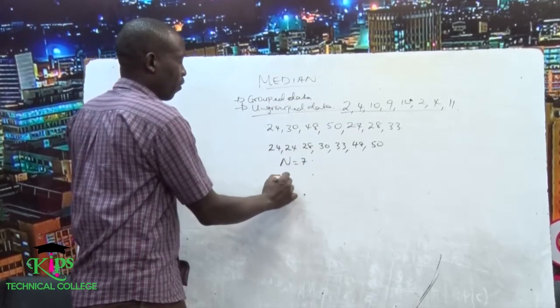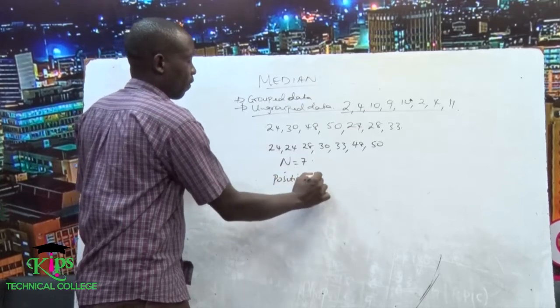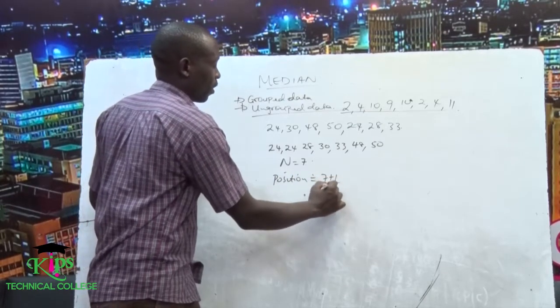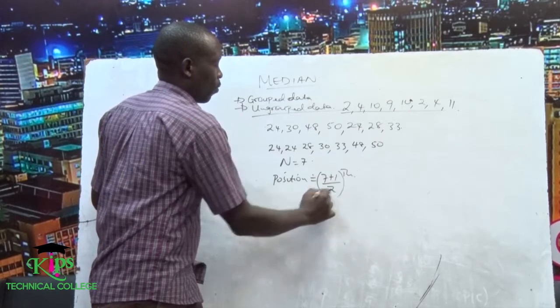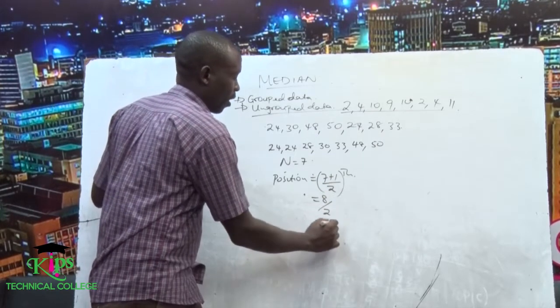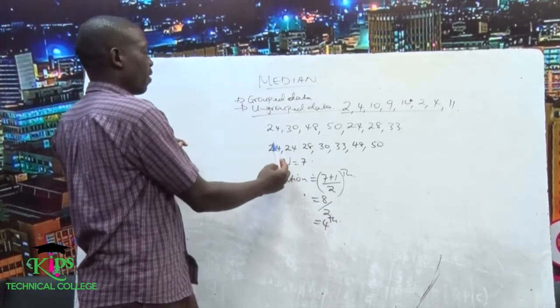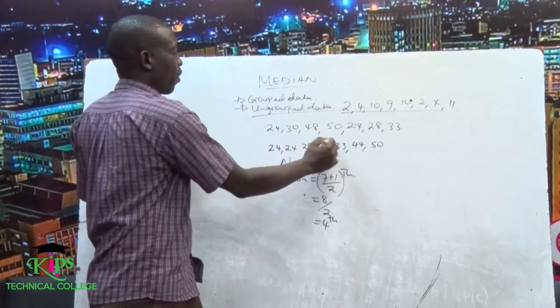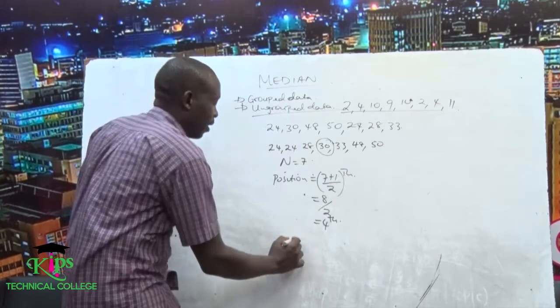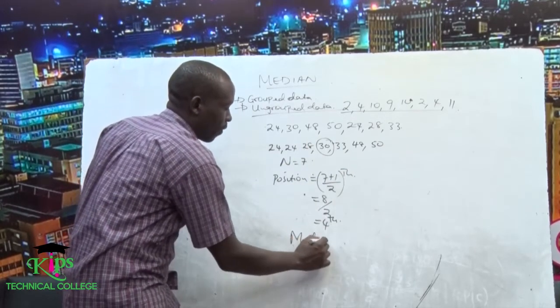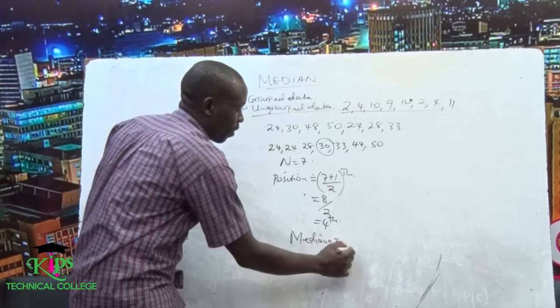Therefore, the position of the median will be 7 plus 1 over 2, which is 8 over 2, the fourth number. We locate it this way: the first, the second, the third, and the fourth. The fourth number is 30, therefore the median is 30.